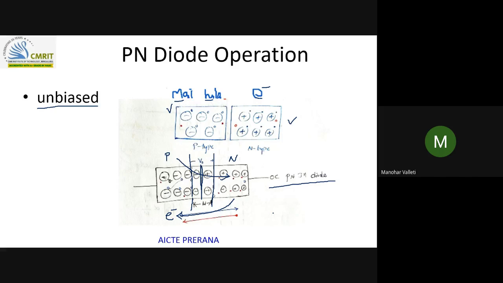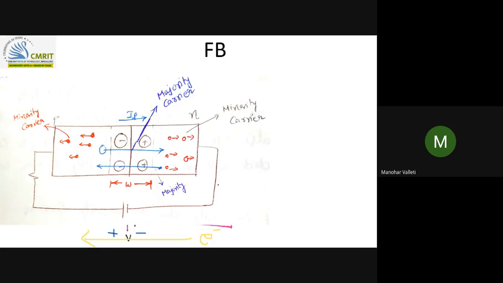Fine. So now you need to give some external energy, so that this barrier will be removed, and the electrons will freely move again. Fine. So we'll connect that as forward biased. What is the meaning of forward bias? Anode is connected to the positive of the battery, and cathode is connected to the negative of the battery, then we can call it a forward bias.